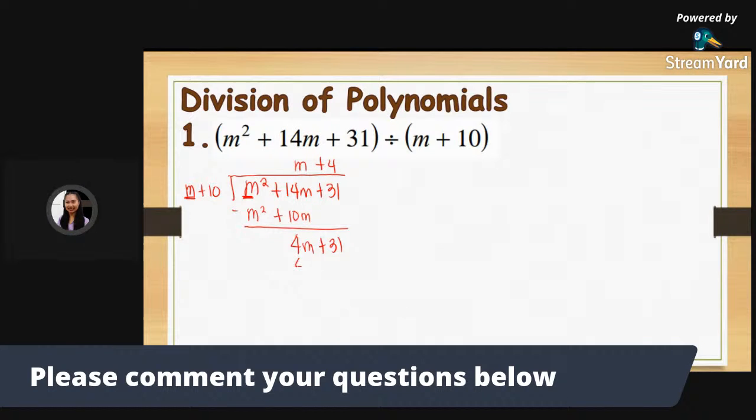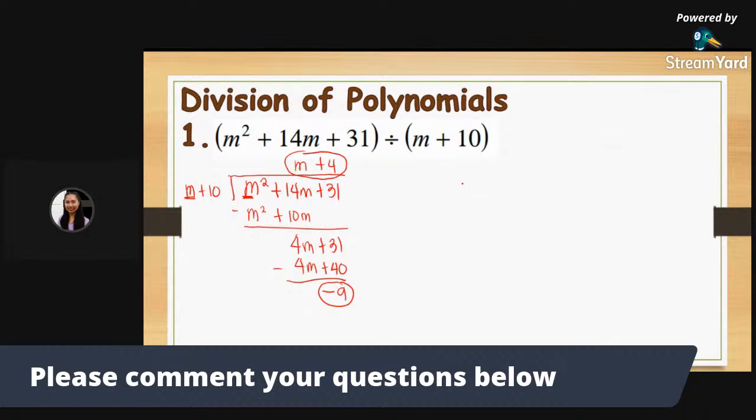Then 4 times m, we get 4m. And 4 times 10, we get 40. So if we are going to subtract them, then this will become 0. And 31 minus 40, the answer is negative 9. So this will be the quotient in item number 1, and the remainder will be negative 9.